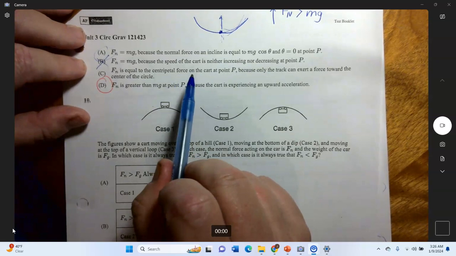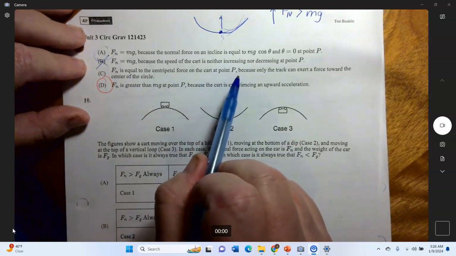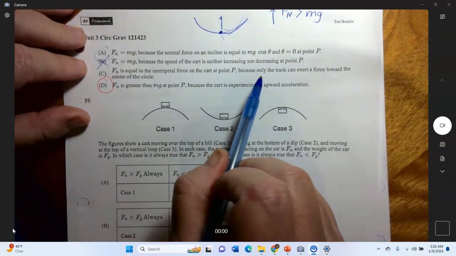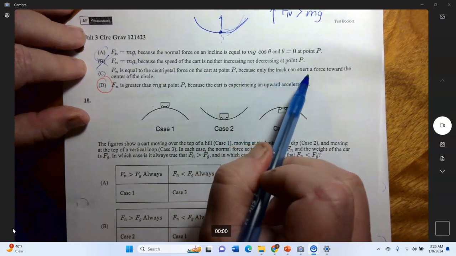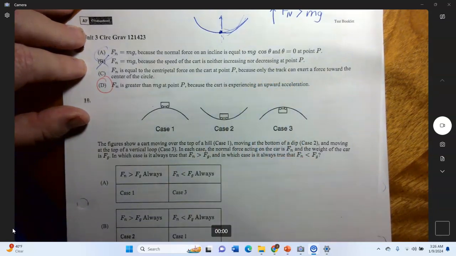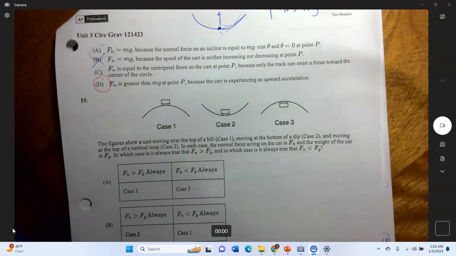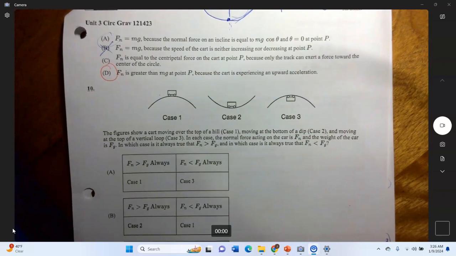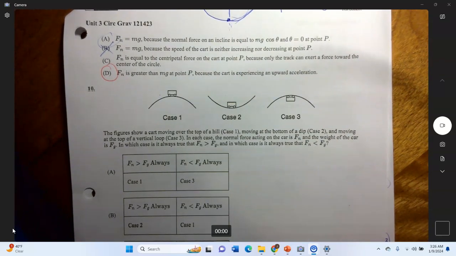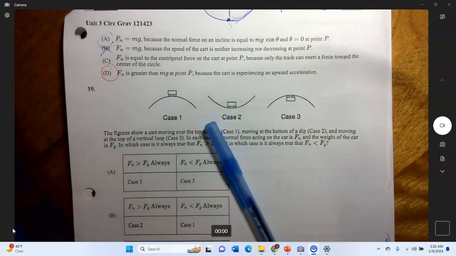Fn is equal to the centripetal force on the cart because only the track can exert a force toward the center of the circle. Okay, that looks like not an unreasonable answer there either. Okay, but Fn is greater than mg at point P because the cart is experiencing an upward acceleration, and that is the correct answer.